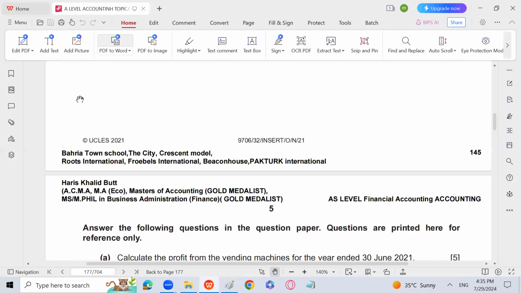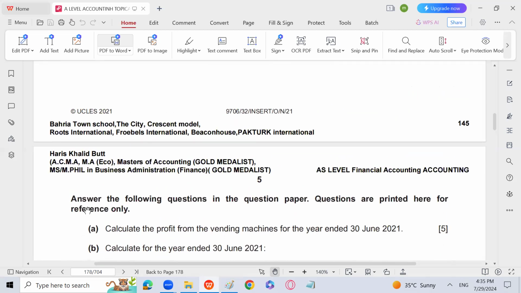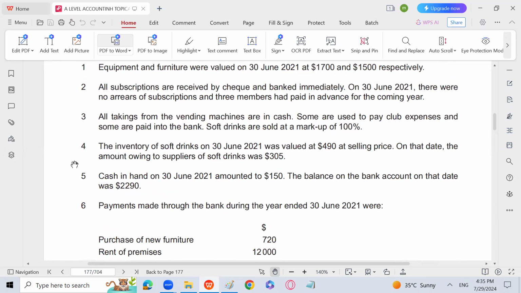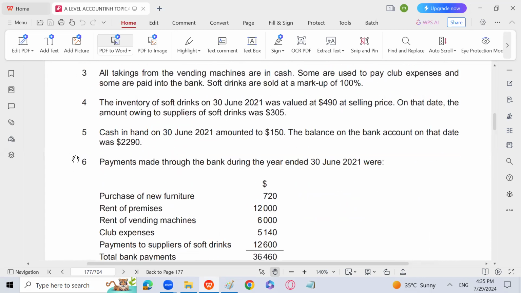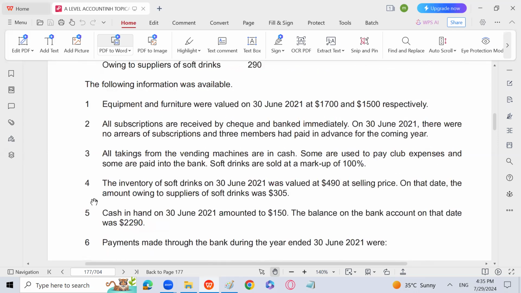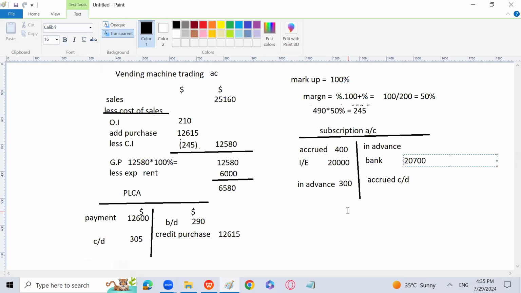Next is going to be cash takings banked. We have to find the cash takings banked. And then we have to prepare the income and expenditure account. So cash takings banked we can find because cash in hand, the balance on the bank account on that date was 2290. Cash in hand at the end is given, and cash at bank at the end is also given. And opening cash at bank is also given. So we'll prepare the bank account to find cash takings banked, right?